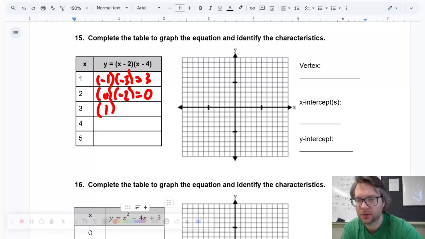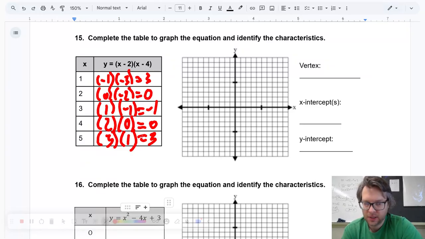3 minus 2, 3 minus 4. Multiply those together, I get negative 1. 4 minus 2, 4 minus 4. Multiply those together, I get 0. 5 minus 2, 5 minus 4. Multiply those together, I get 3.